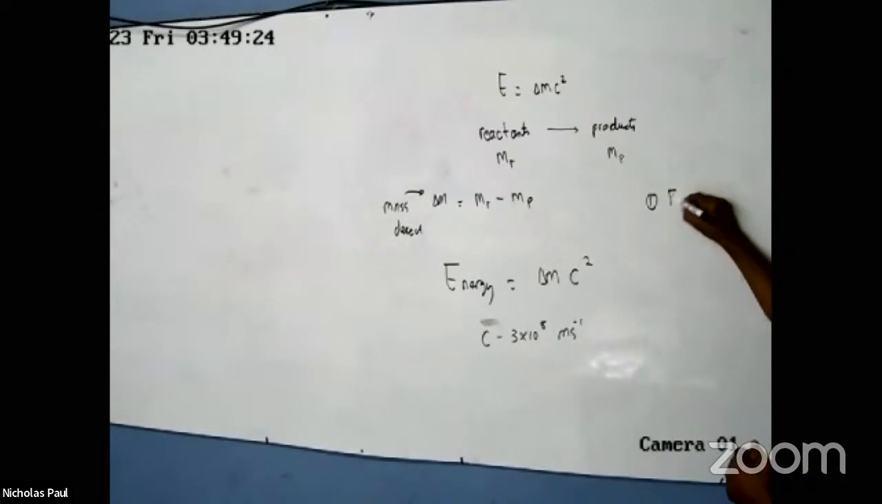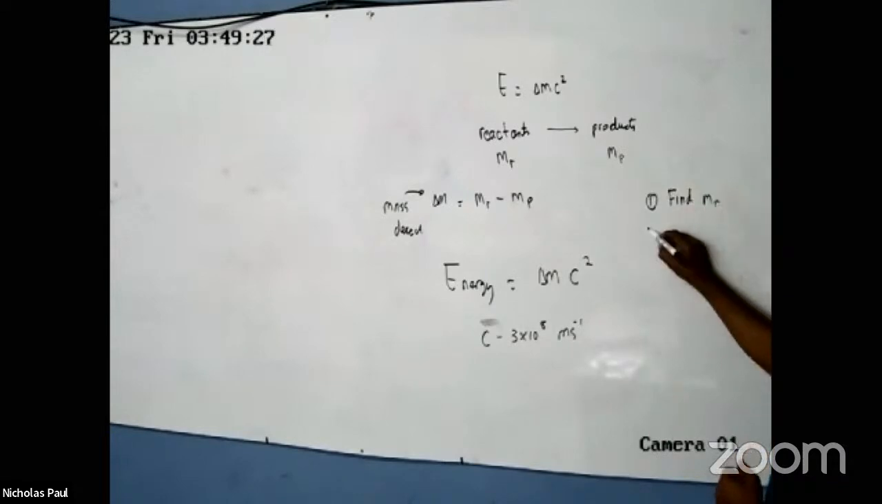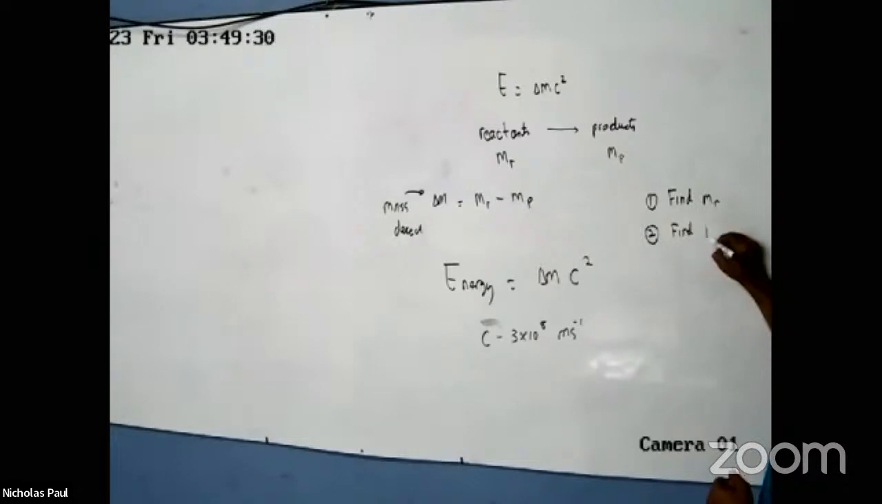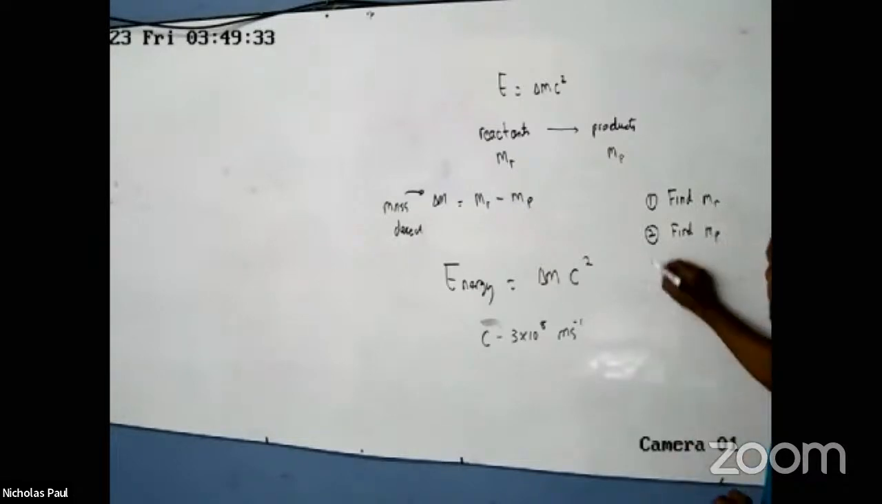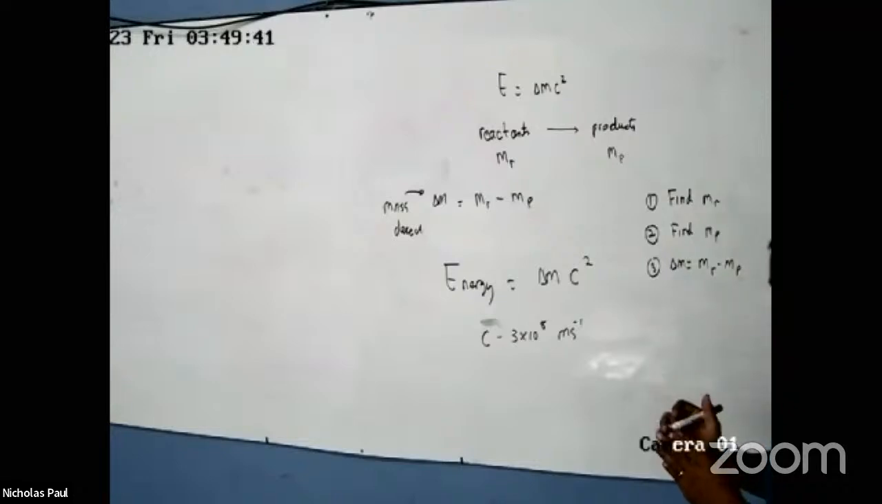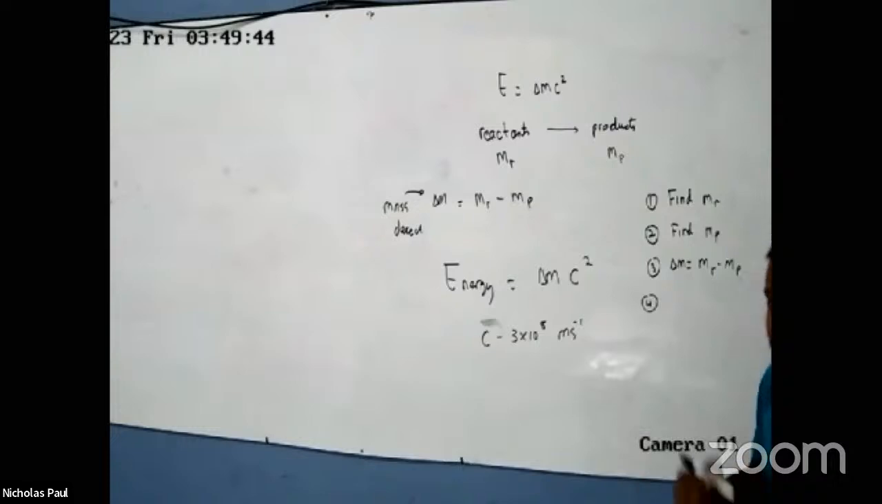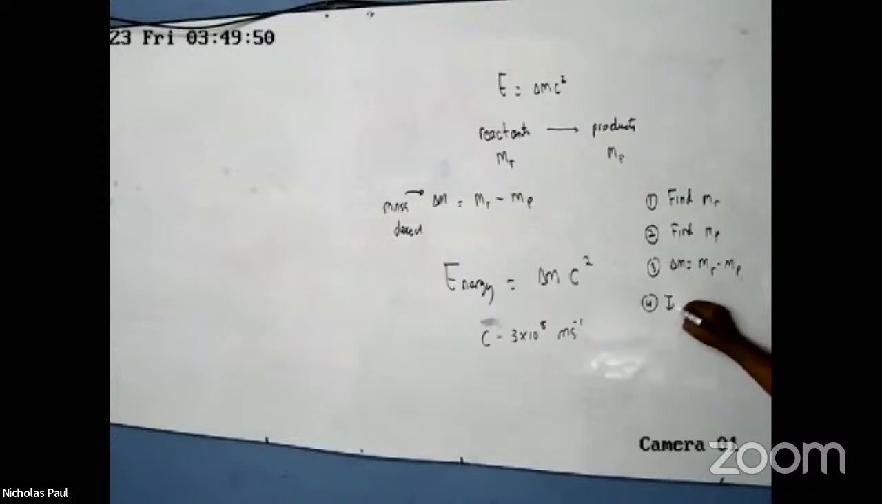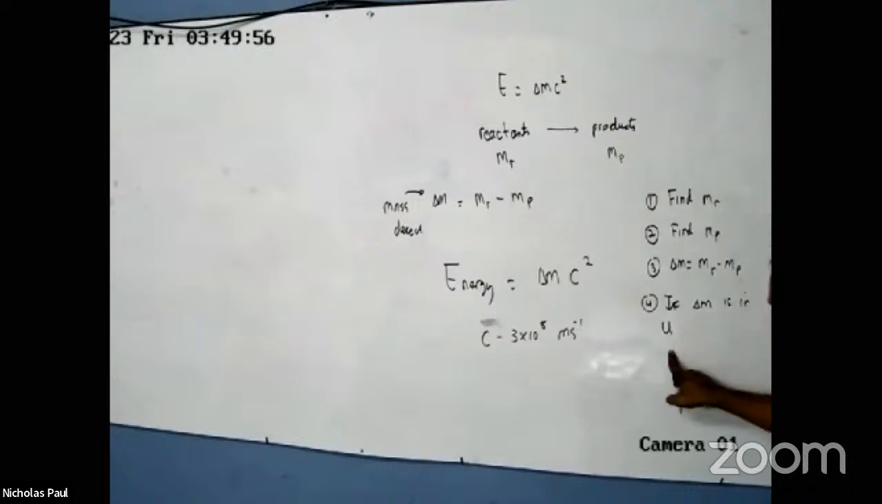Step number 1, you have to find the mass of the reactants. Step number 2, you have to find the mass of the products. Step number 3, you have to find the change in mass, which is the reactants minus the products. Subtract both of them. And then step number 4, you have to make sure that the mass is in kilograms. So if delta M is in u, that u is a new unit called atomic mass, you have to multiply by 1.66 x 10^-27 kilograms.